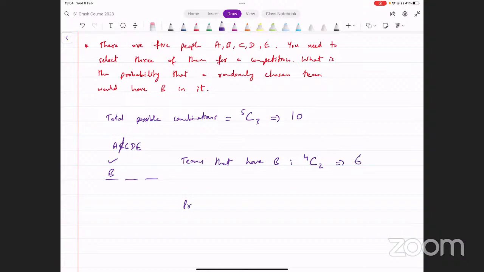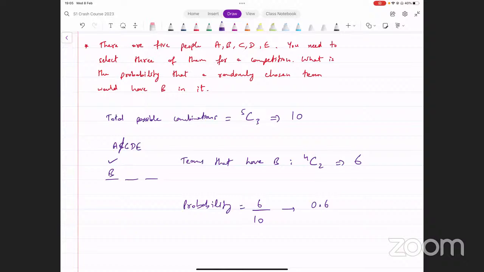So what's the probability? That's the number of favorable outcomes, 6, divided by the total number of outcomes, 10. And that gives you 0.6. That's the probability that a randomly chosen team would have B in it. All right, that's 0.6. Make sense?